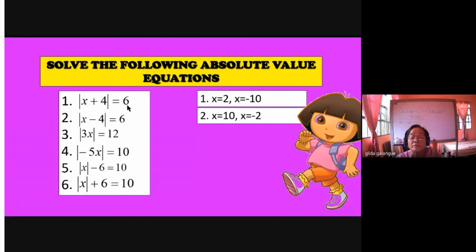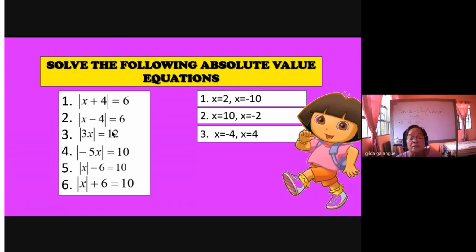We are in the next number. We have 10 and negative 2. We'll find out if this is correct. 10 minus 4 is 6. The absolute value of 6 is 6. We have negative 2. Negative 2 minus 4 is negative 6. And the absolute value of negative 6 is 6.